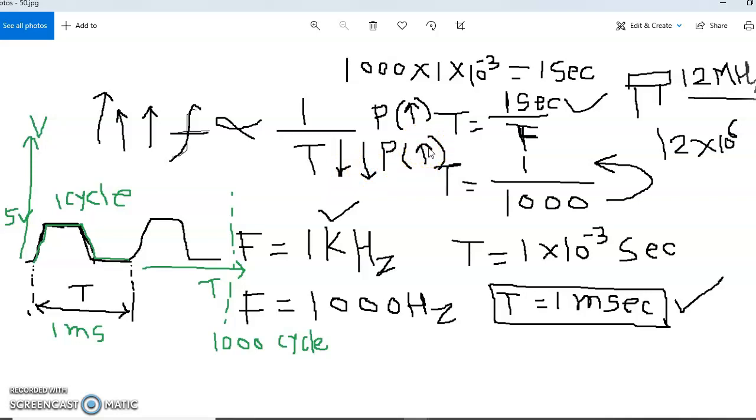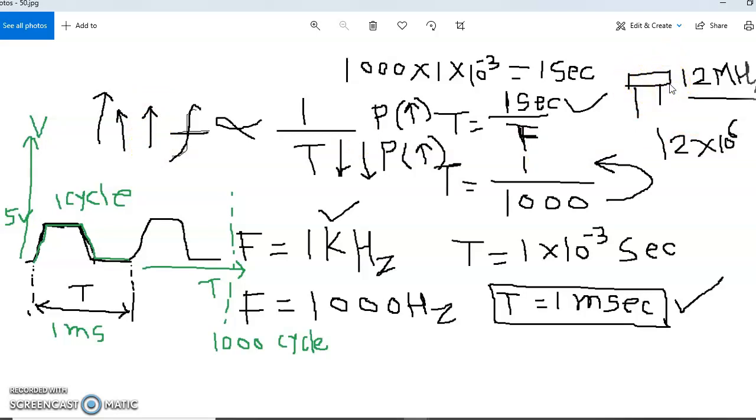So in the evolution of processor, the important thing is that to decrease the execution time of the instruction, the execution time of the program, we need to increase the frequency. That's why in the evolution of processor, every time the clock frequency is increased. Which component is generating the clock signal? That is the crystal oscillator.